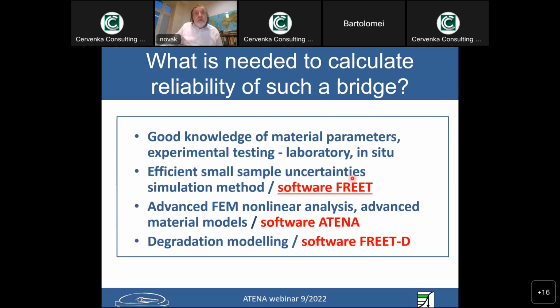Of course, we need to have good knowledge of material parameters, from testing, laboratory or in situ. We need to use an efficient small-sample uncertainty simulation technique, which we implemented in the software FReET, and combine it with advanced finite element nonlinear analysis and material models in the software ATENA. Actually, you are mainly users of ATENA, so you know what I am talking about. Last but not least, our structures degrade, so we need to model degradation. So we also developed a special module of the software FReET where 50 degradation models are implemented.